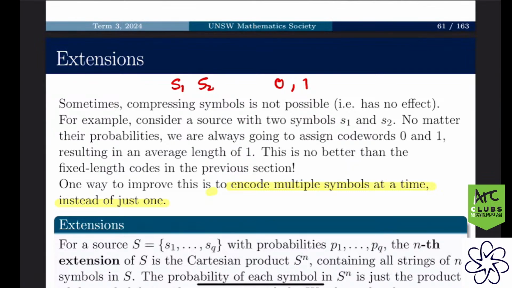The way that extensions work is, let's say we had some message, M, and it was like S1, S2, S1, S1, S2, S2. What we do is we assign code words to pairs or maybe even triples of symbols. So we maybe have a code word for this one, and maybe we have a code word for this one. And on average, per symbol, the length of the code words is going to decrease.